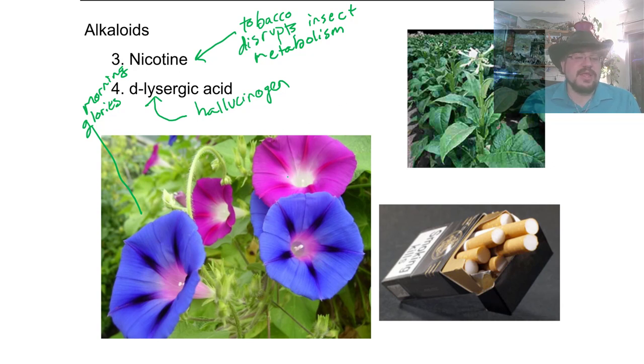What's interesting is that magic mushrooms recently decriminalized in Denver also produce D-lysergic acid, but fungi are more closely related to animals than plants, so that is yet another example of convergent evolution. D-lysergic acid production in morning glories and in magic mushrooms.